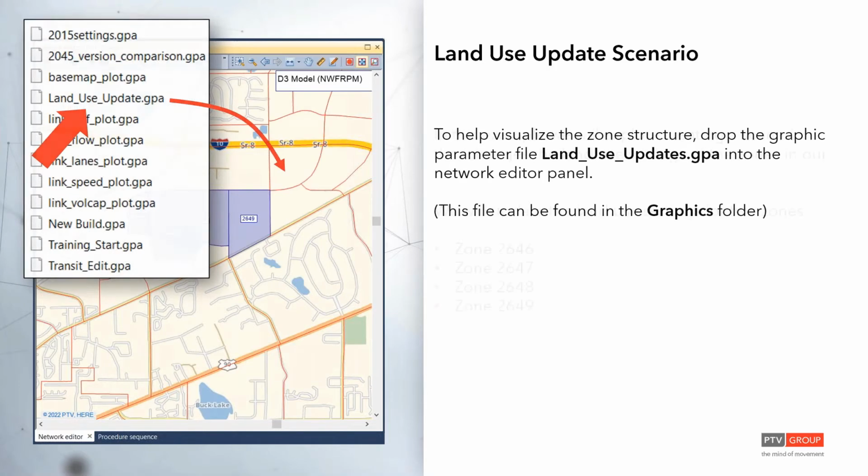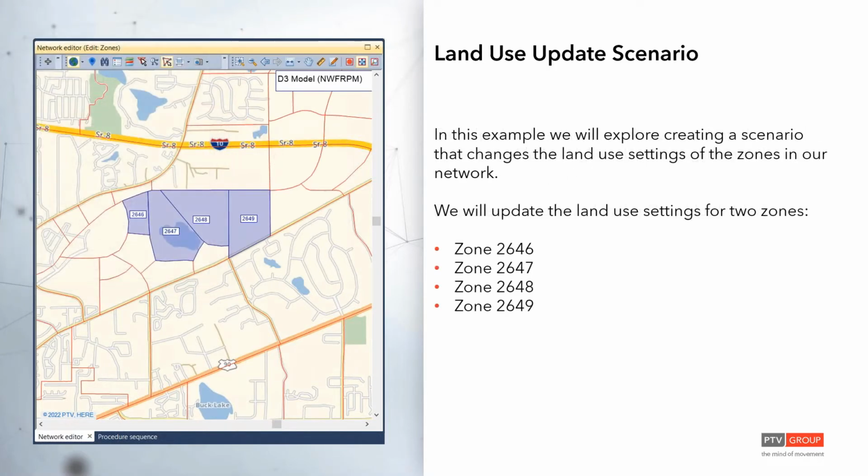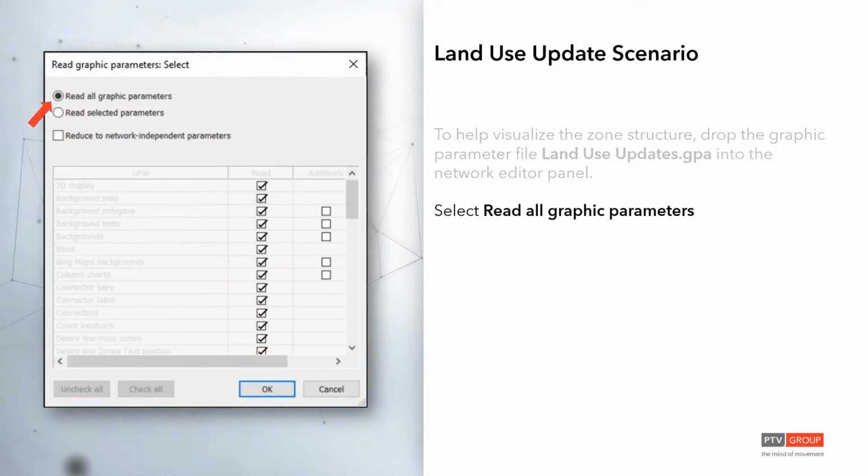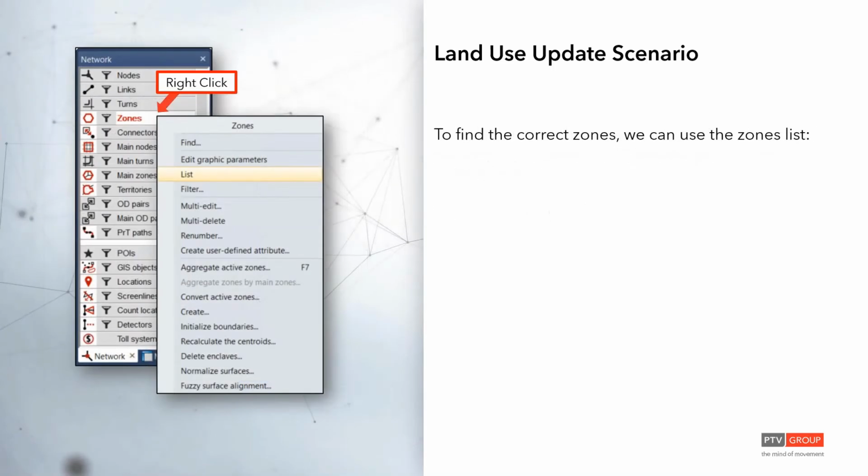This is kind of in the same region that we were just in as well. So this could kind of pair with the last model, so to speak. For example, we did do that extension of Edenfield Road. This could be something like, okay, we did the extension, now we're adding in some residential housing or something like that. In this case, we have a graphic parameters file called land use updates that we can use. And this can be found in our graphic parameters folder. We'll read all the graphic parameters in.